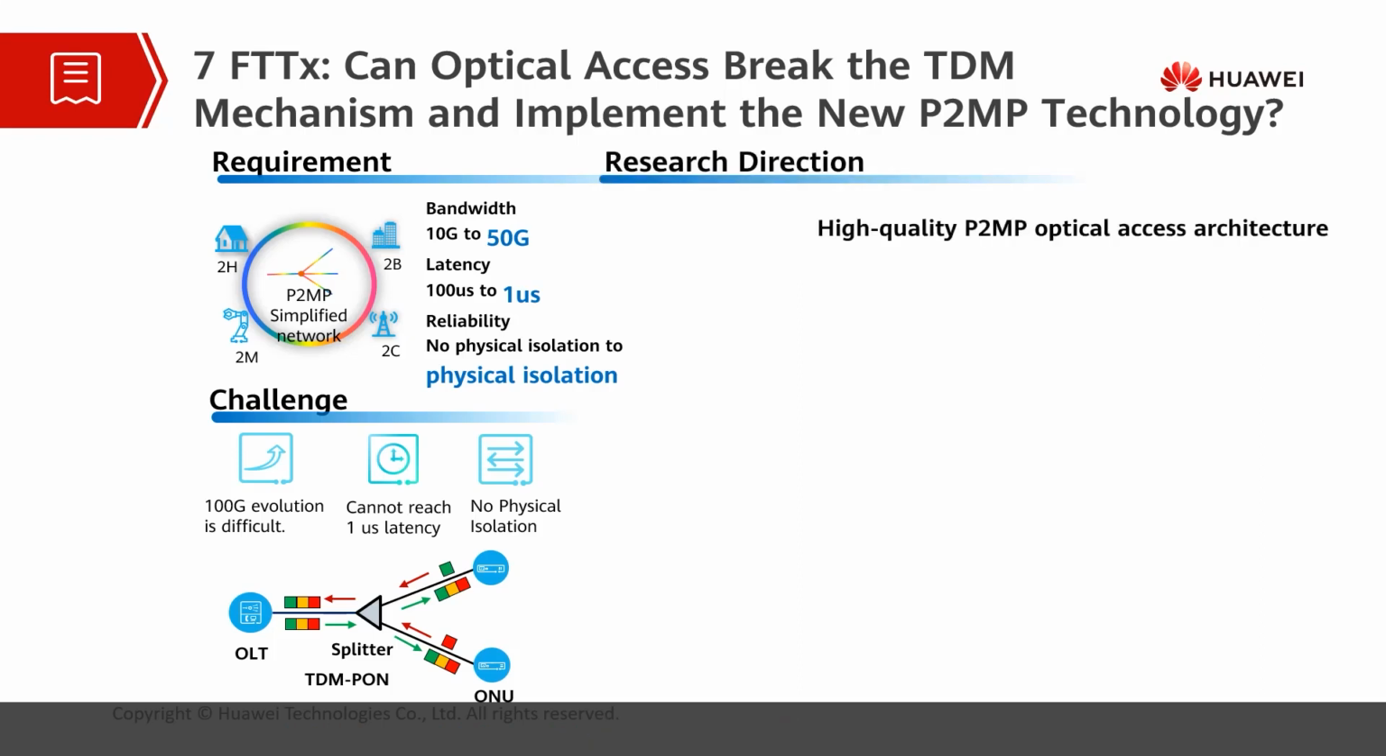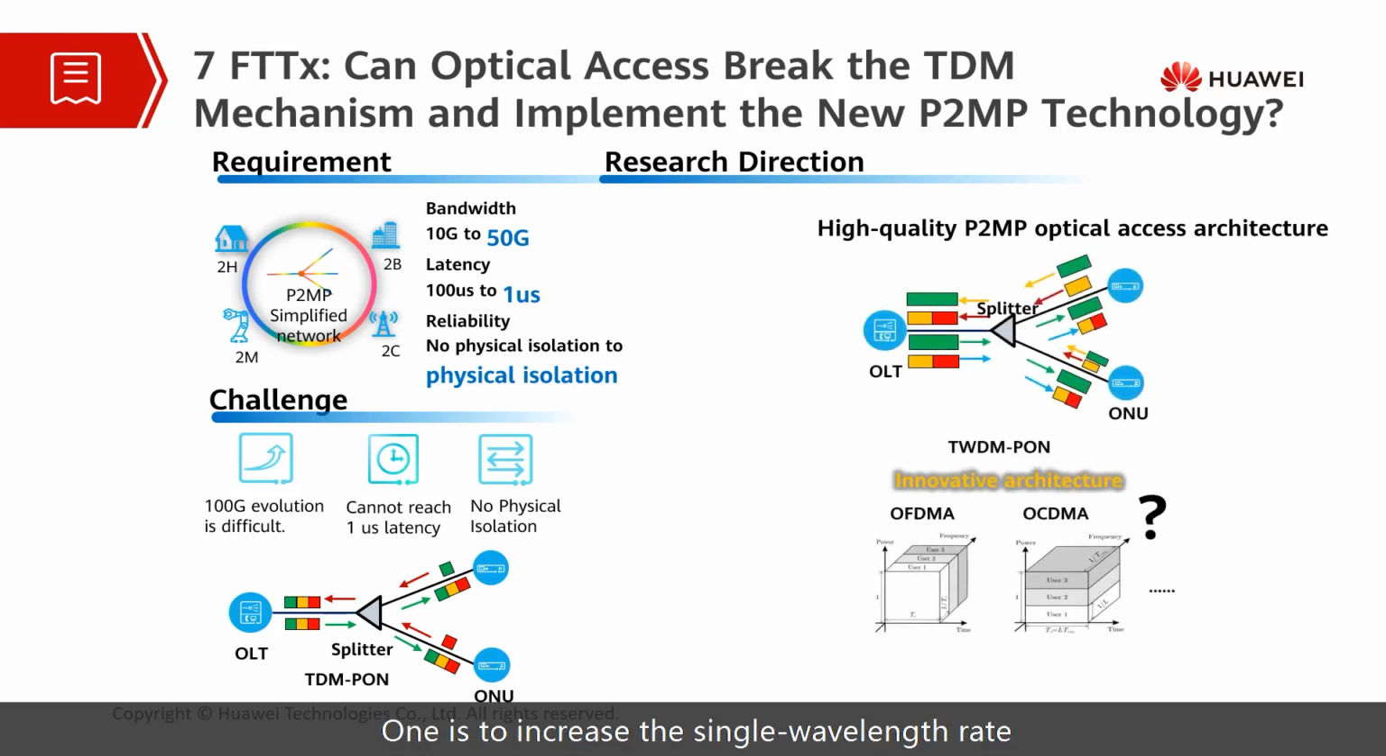After 10G PON, the PON technology can evolve in two ways. One is to increase the single wavelength rate and increase the baud rate from 10 gig to 25 gig, even to 50 gig, without changing the existing solution architecture.